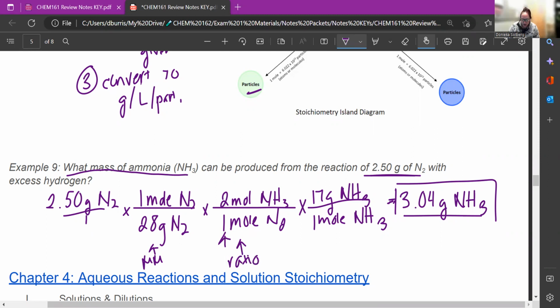And then the question is asking for mass of ammonia, so I had to go back to mass, which means I needed to multiply by the molar mass of the thing I'm trying to find in the end, which is ammonia. Then in your calculator, you can do this however you want to. You should end up with 3.04 grams of ammonia. I did 3.04 because the number in the problem, 2.50, has 3 sig figs, so my answer should have 3 significant figures.